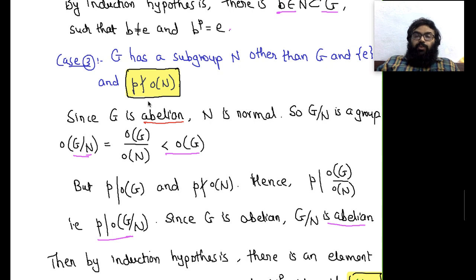In this case we have taken p does not divide order of n. That means p divides the numerator but not the denominator. Therefore p divides order of G quotient n. G quotient n is also abelian because G is abelian.